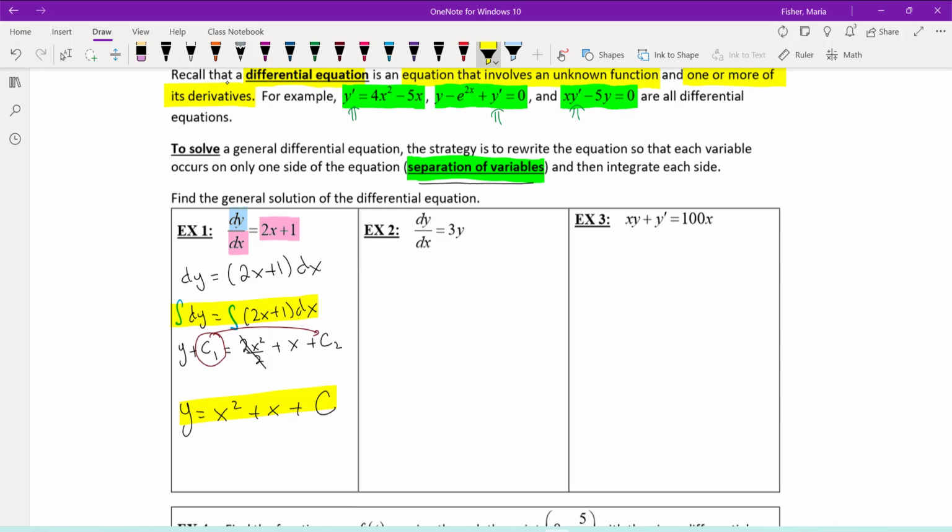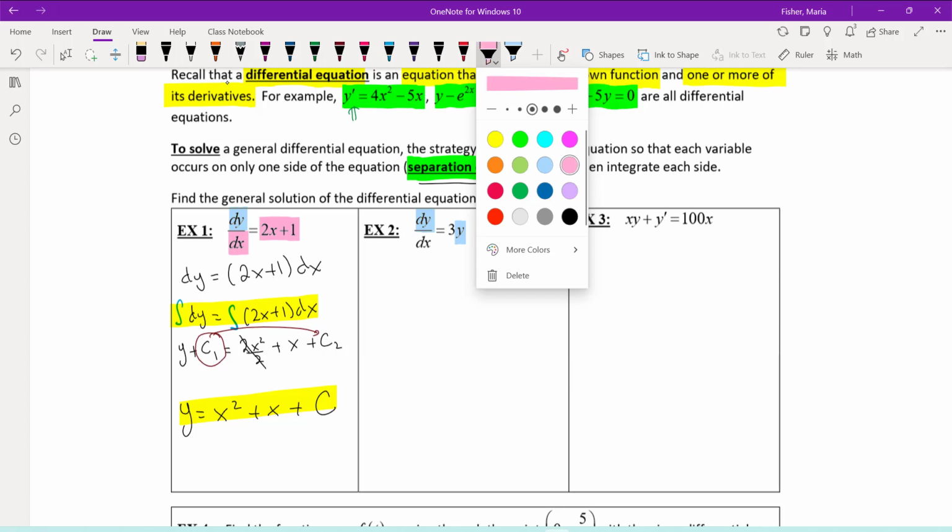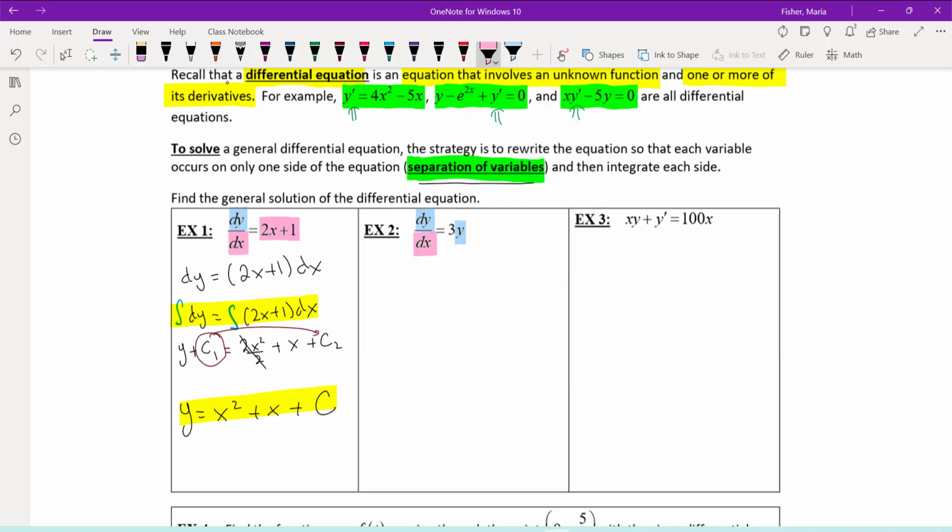Let's do number 2. We have dy over dx is equal to 3y. So notice we have a y on the left and a y on the right and an x on the left. So I need to move that dx out of the denominator, so I have to multiply both sides by dx. So I end up with dy is equal to 3y dx.